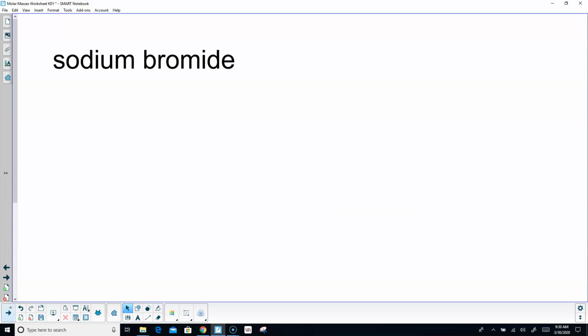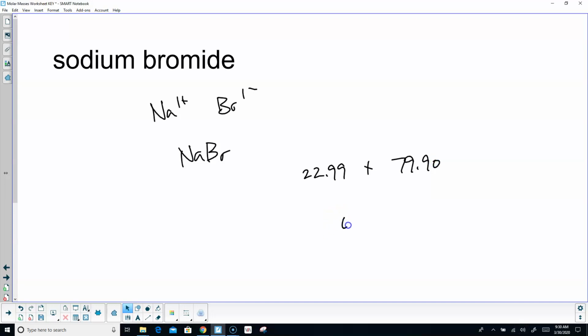Okay, last one, sodium bromide. Sodium is 1+. Bromine is 1-. Equal and opposite, they cancel. NaBr. Let's see, there's only one sodium, weighs 22.99. There's only one bromine, which is 79.90. When I sum these together, 102.89 grams per mole. And that's it.